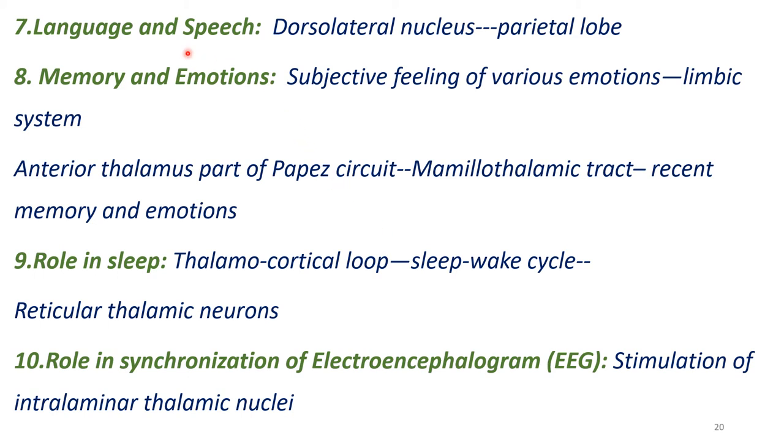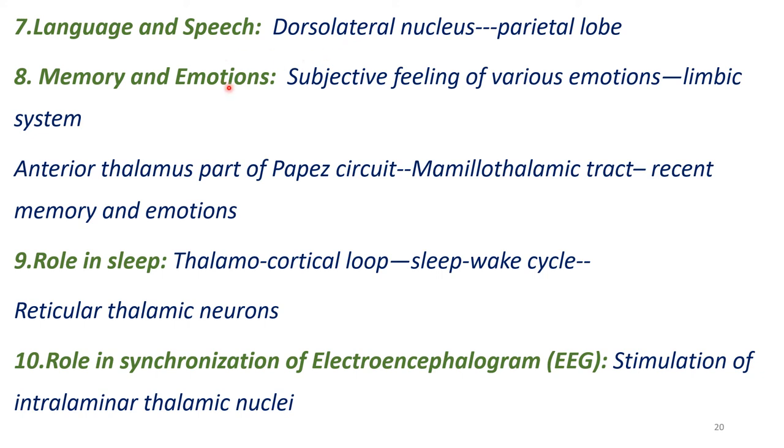A very important function: while we were discussing the nuclei, if you remember when we discussed the association nuclei, especially, we talked of language and speech. Mainly the dorsolateral nucleus is reciprocally connected with the parietal lobe of the brain and is concerned with language and speech and complex integrated functions. Integration between the different cortical parts by subcortical connections in the thalamus helps to achieve speech. That is, the subcortical connection between the different parts of the thalamus helps to achieve speech.